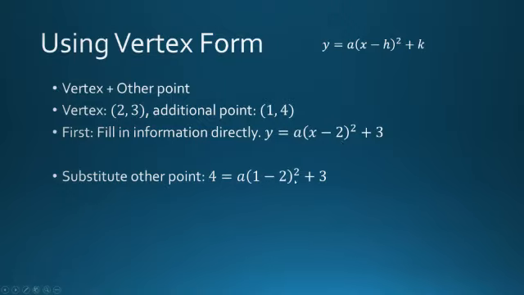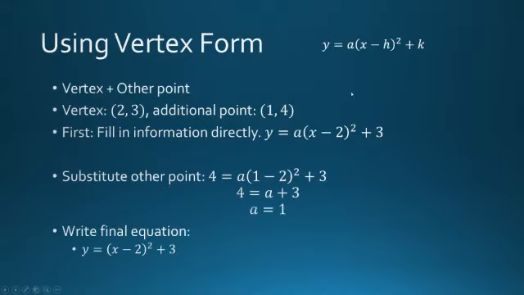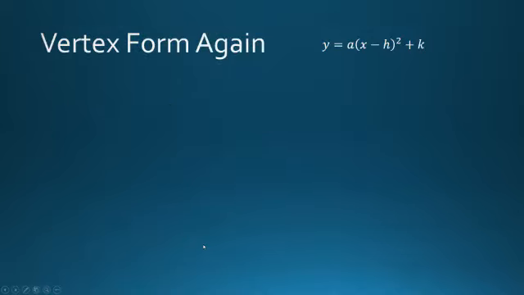Notice 1 minus 2 is negative 1. Negative 1 squared is 1. So 4 is a plus 3, which makes a also 1. Since we know a is 1, now we can rewrite our equation. Y equals x minus 2 squared plus 3. That's our final equation. Vertex form, pretty straightforward. You have to stick in the additional point to find a, but that's all there is to it.